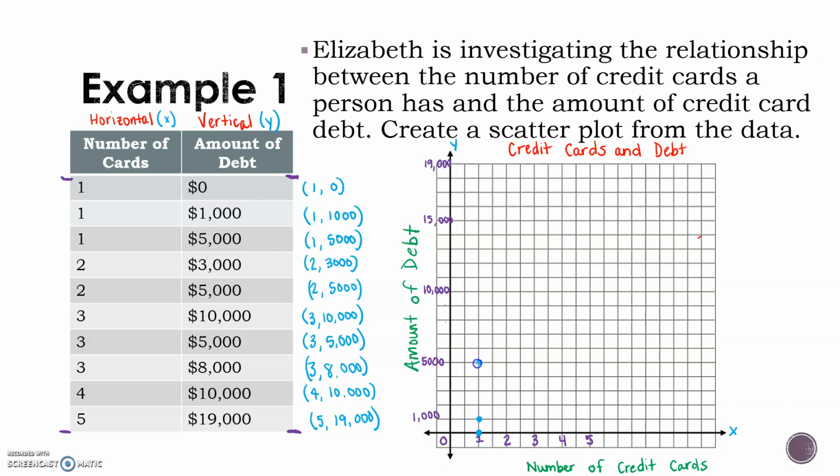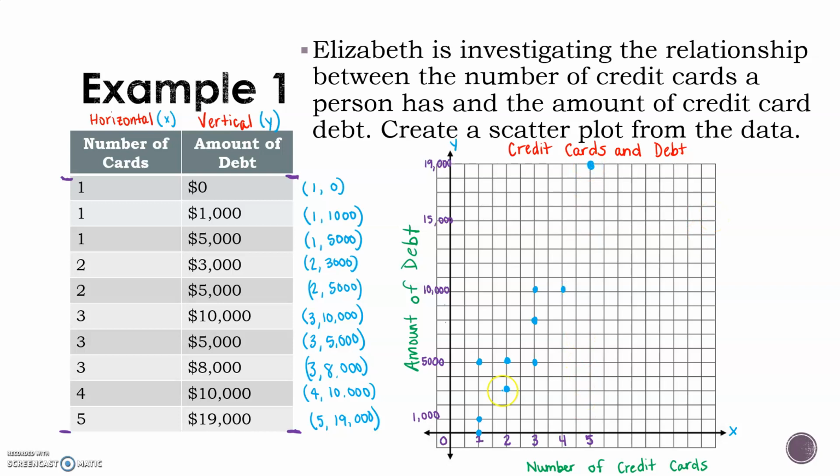I've got 1, 5,000. 2, I'm moving over to 2. I've got 3,000 and 5,000. 3 goes up to 10, and down to 5, and then back up to 8. 4 goes to 10,000, and 5 goes all the way up to 19,000.